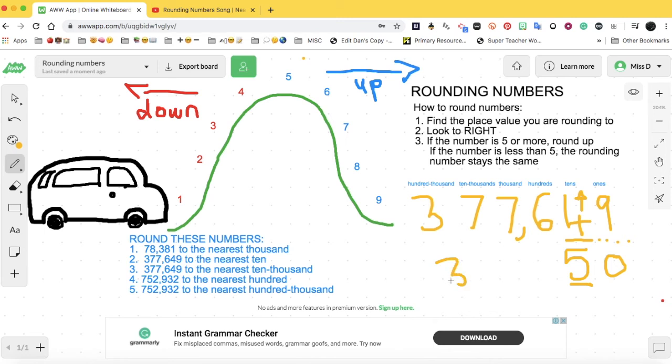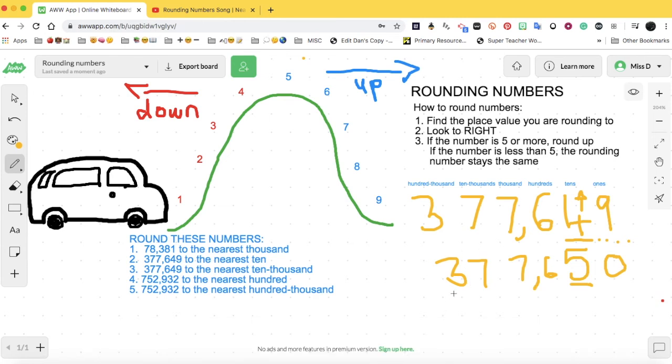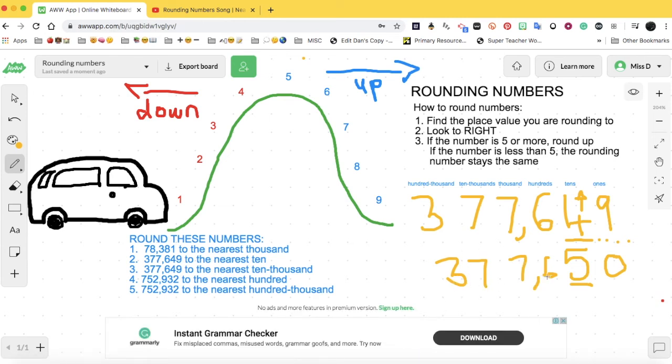And then we still need to put our 3, 7, 7, and our 6. So rounded to the nearest 10, our answer is 377,650. Hopefully you got that right.